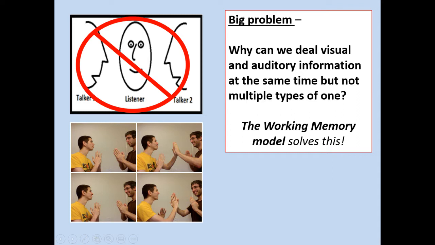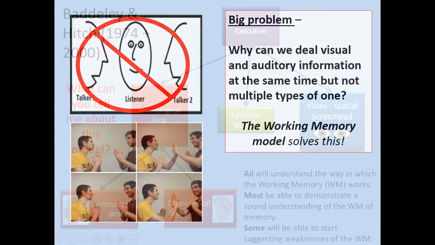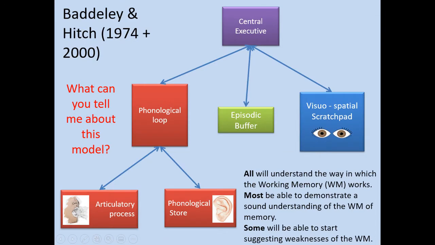Second point here, this is why you should listen to teachers in lesson, and you shouldn't be having a conversation with your friend, because you can only process one stream of auditory information at a time. So yeah, just heads up now. Anyway, so let's get into the main model. Okay, so the main model for this is the working memory model by Baddeley and Hitch.